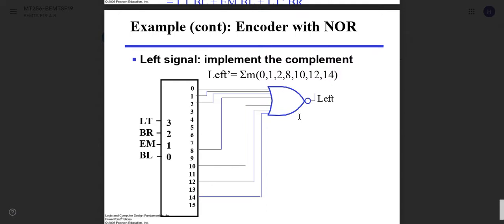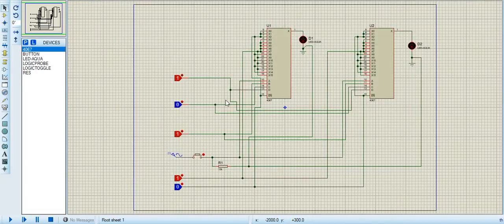So now heading towards our Proteus. Here is our Proteus circuit for the multiplexer. As you can see, we are going to use two 16:1 multiplexers in order to implement that circuit. We have three inputs A, B and C and the 1 hertz blinking signal, as is clear in our problem statement.